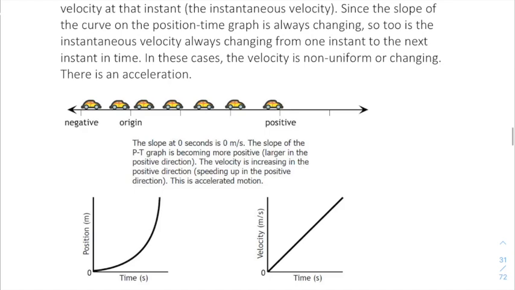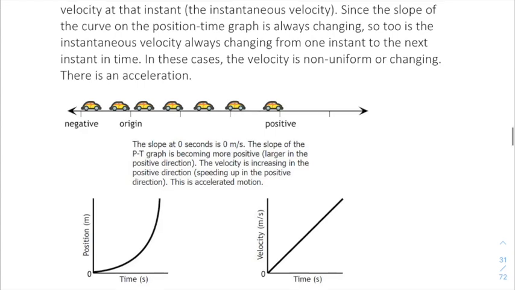So here's another example of the acceleration graph. Here the space between the cars is increasing. So the slope of the position time graph is increasing, and the velocity is increasing at a steady rate.